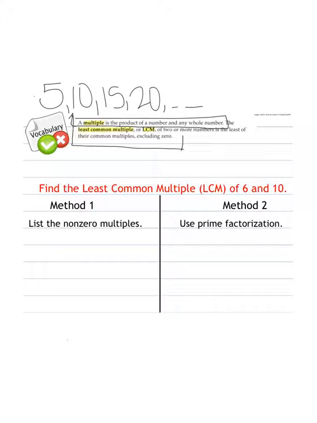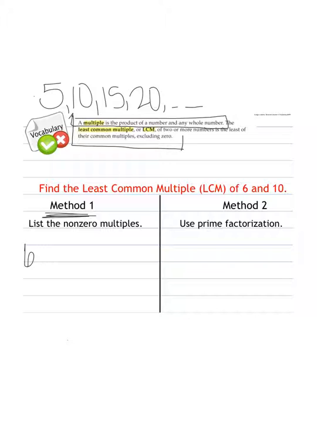So if we want to find the least common multiple of 6 and 10, there's multiples. If I were to list out all the multiples of 6 and all the multiples of 10, we will get some of the same numbers. They have same multiples, which is common multiples. We want to find the lowest one. So method 1, I would write find the least common multiple of 6 and 10.